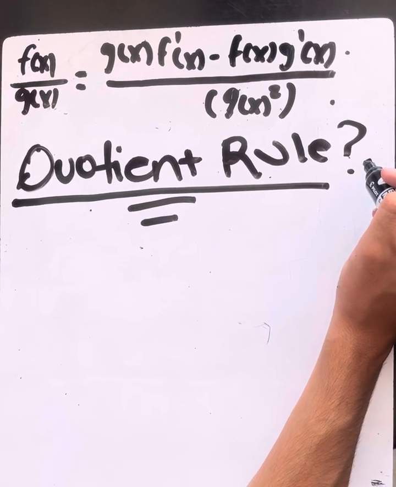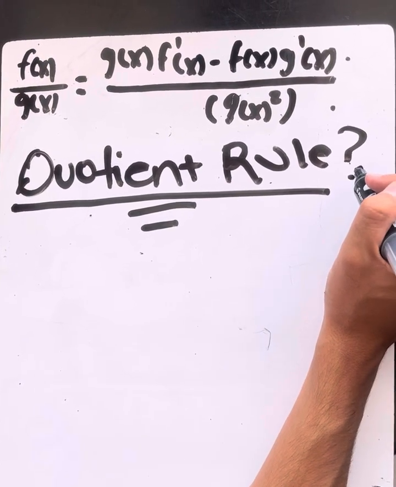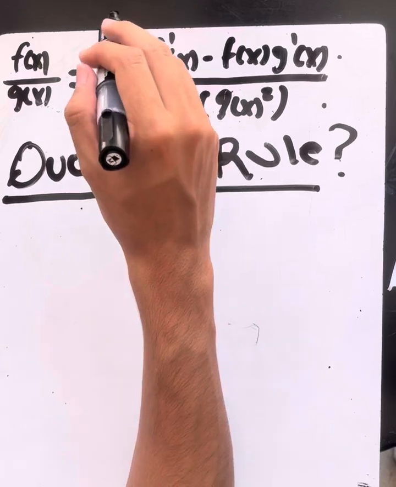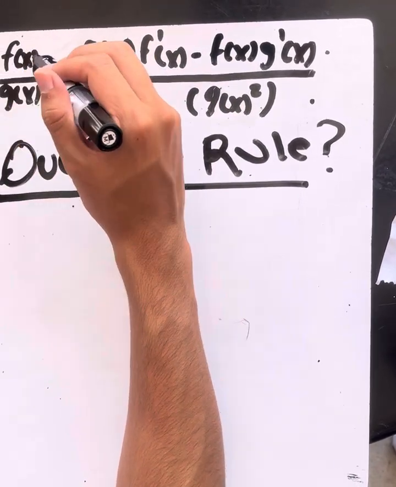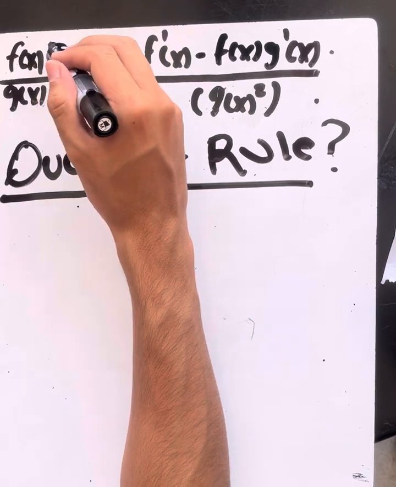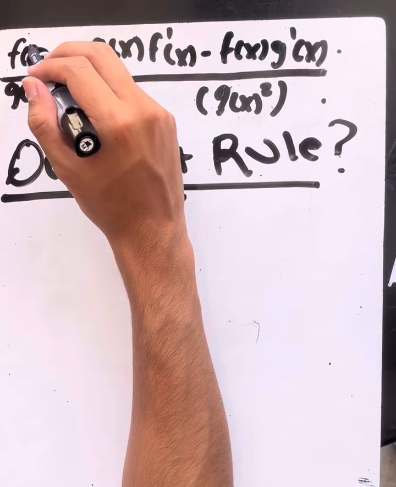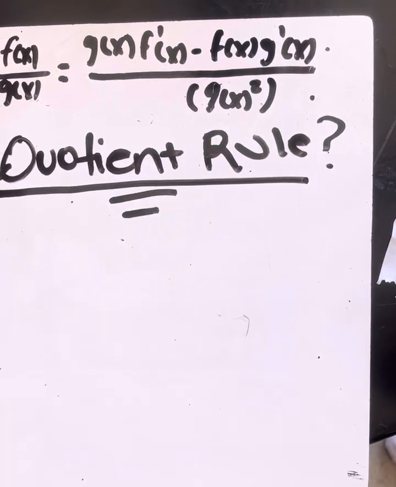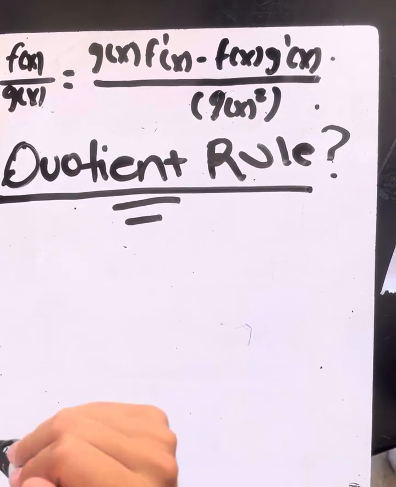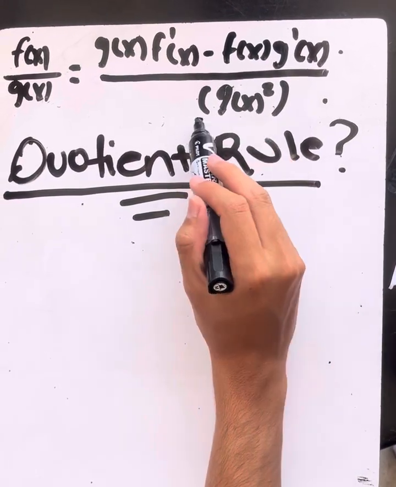The quotient rule is a method for finding the derivative of a function that is the ratio of two other functions. We have f of x and g of x, where you take the derivative of f of x, or our top function, times the bottom function, minus the derivative of the bottom function times the top function, all divided by the bottom function squared.